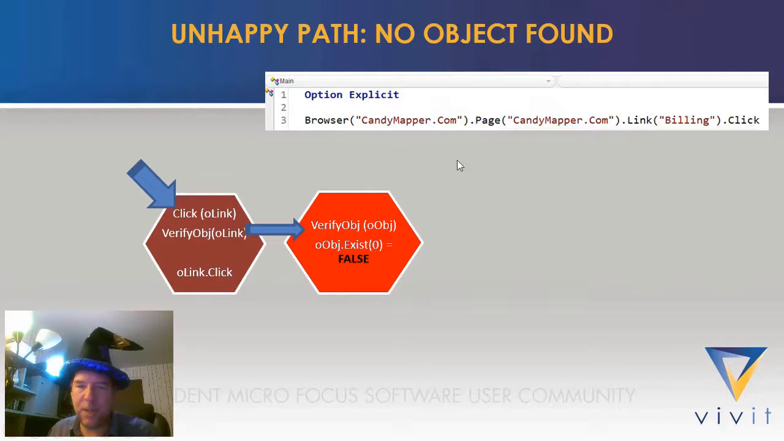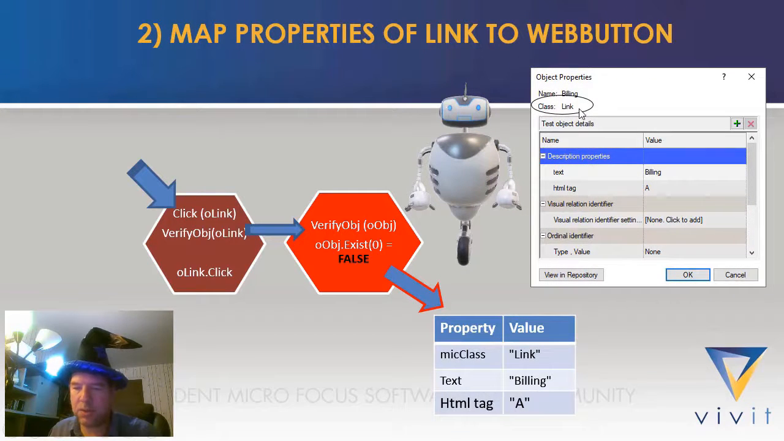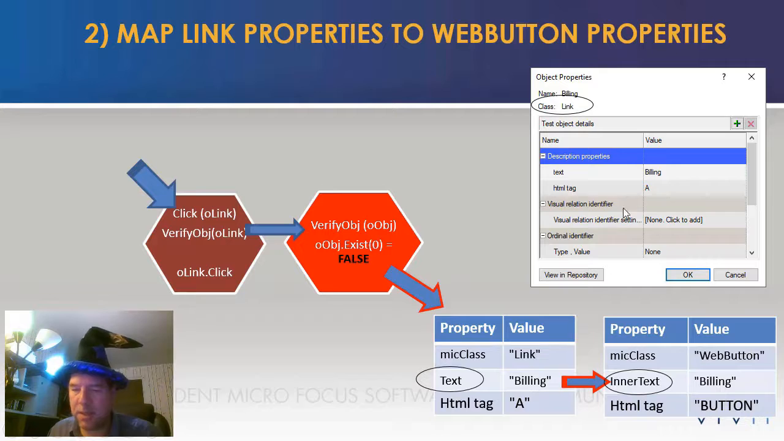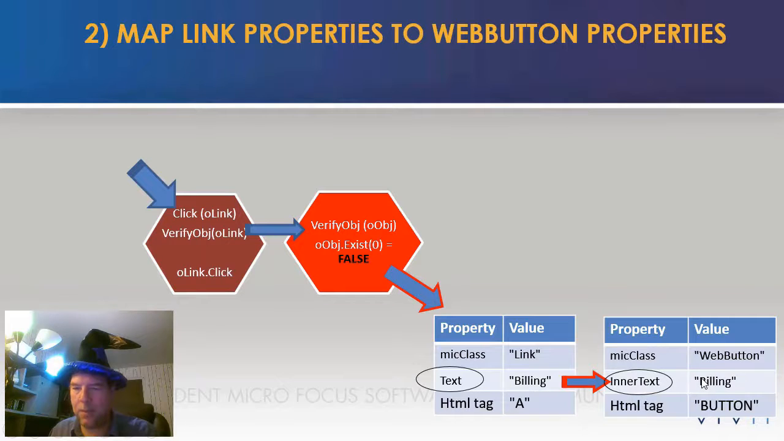Now, what happens if we have an unhappy path? No object is found. Well, then we do a little bit of extra trickery over here. First of all, we need to take a look at our properties and try and build a matching class for the replacement class. So we had a link over here. So our micclass is going to change from a link to a web button. And our HTML tag for a link is an A, but the HTML tag for a button is just a button. The real important thing to take a look at is what is the text that we're looking for. So we're passing in the value of text like billing, and we're going to map it to a matching value. Inner text is a matching value that we want for a web button.